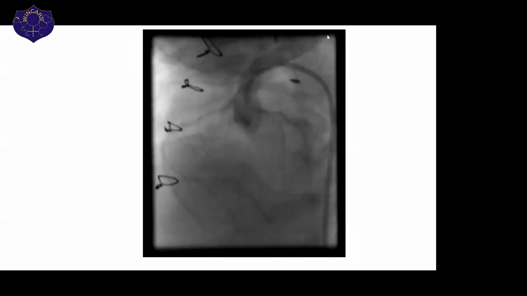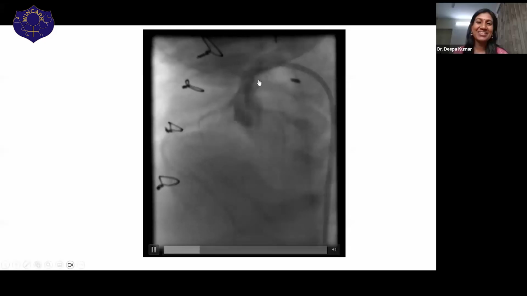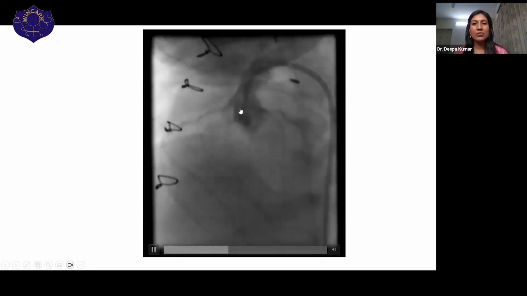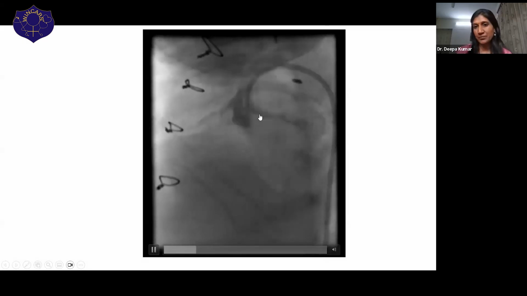This is a difficult one, ma'am. Yeah, it's difficult. So you can see the anastomotic site. There is mild narrowing here, but that is not the issue. The issue is that there is a coronary ostial narrowing. You can see that actually both coronary ostia were narrowed.